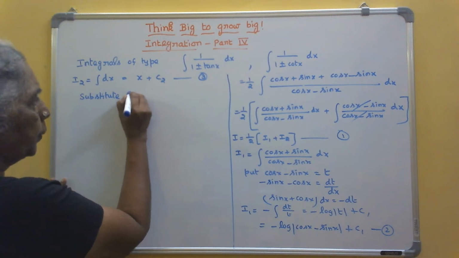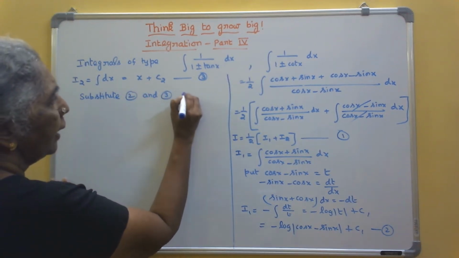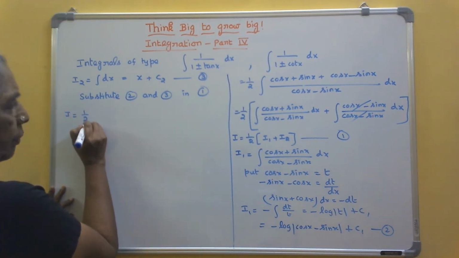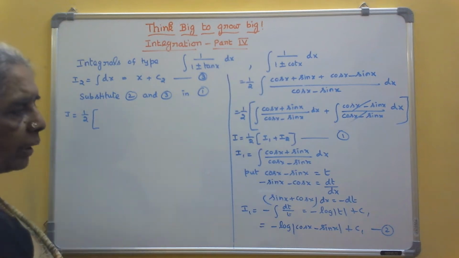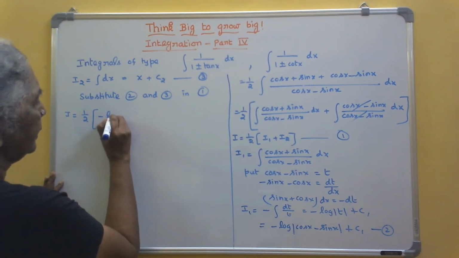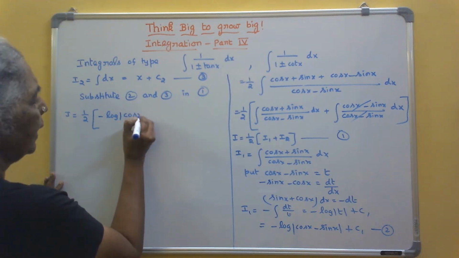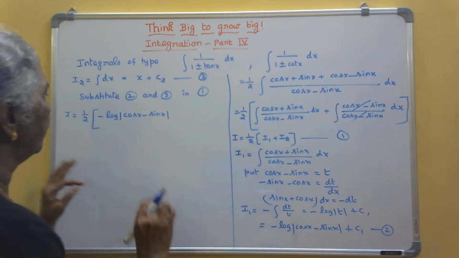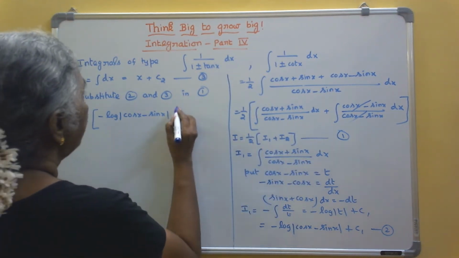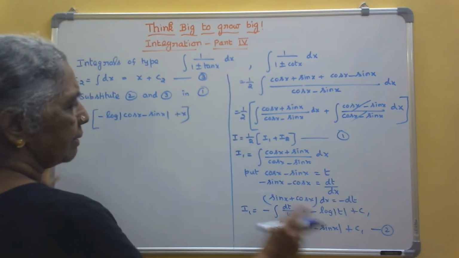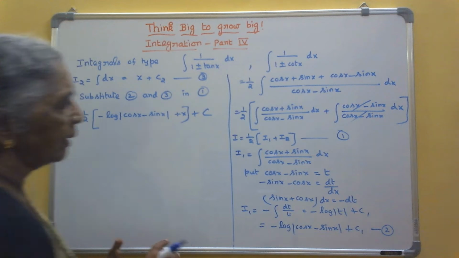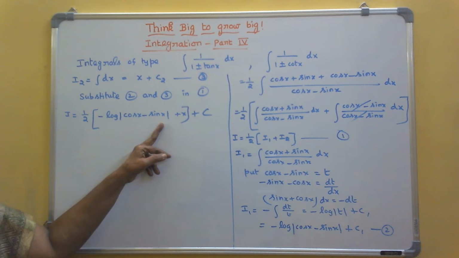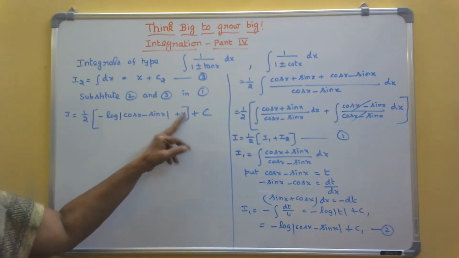Substitute 2 and 3 in 1 because 1 is our final step. So I will get I is equal to half, then I will put a bracket. I1, what is I1? That is minus log mod cos x minus sin x, right? I won't write that C1, that I will put afterwards. For I2, I get only one x. That is C1, C2, everything I will put as one C. So now the answer is half into minus log mod cos x minus sin x plus x, then plus C.